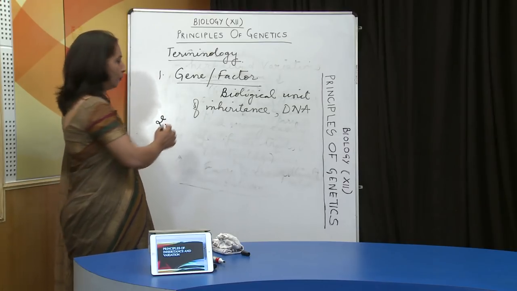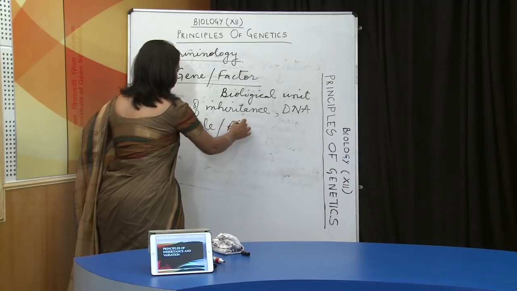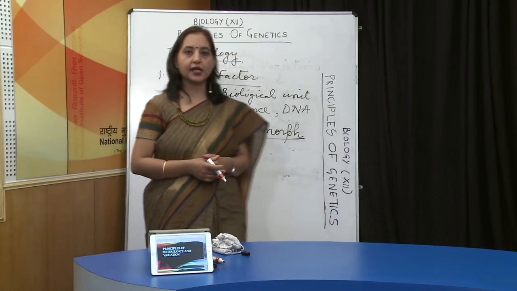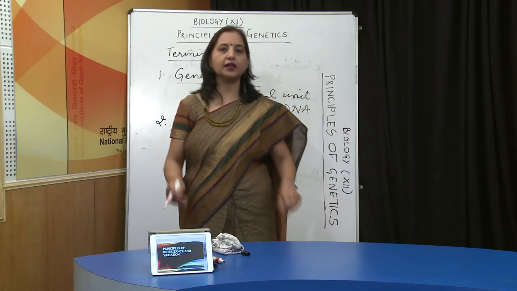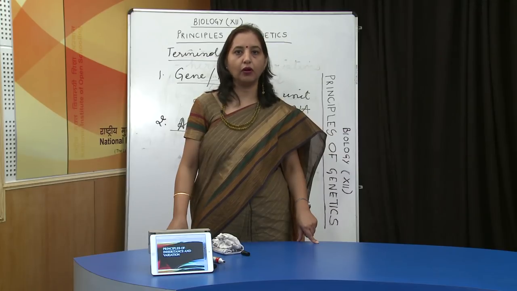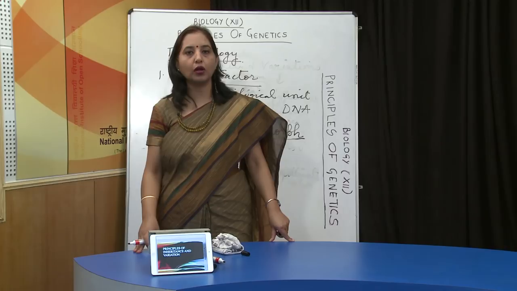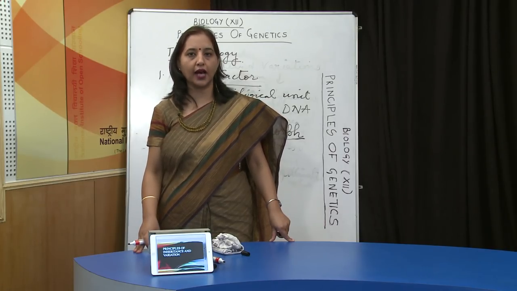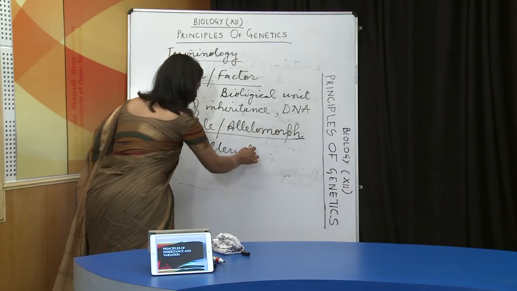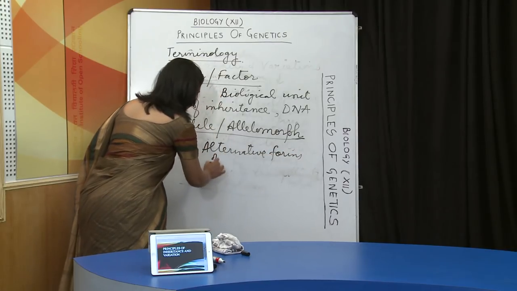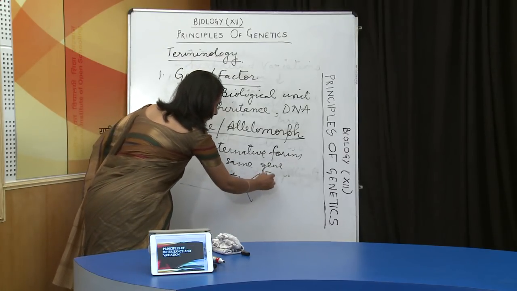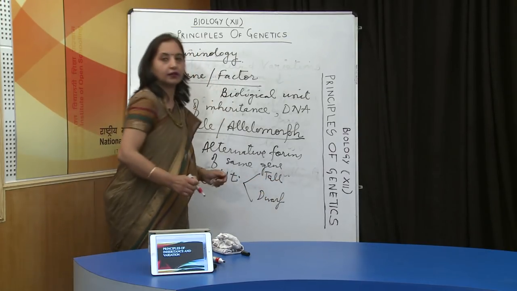Second term is allele or allelomorph. Alleles are alternative forms of the same gene. It is very easy to explain. For example, in garden pea, the height of the plant has got two alleles. Some plants are tall, and some are short or dwarf. So there are two alternative forms of the same gene that controls the height, and these are called as alleles. For example, for the height of the plant, there are two alleles. One is tall and the other is dwarf.